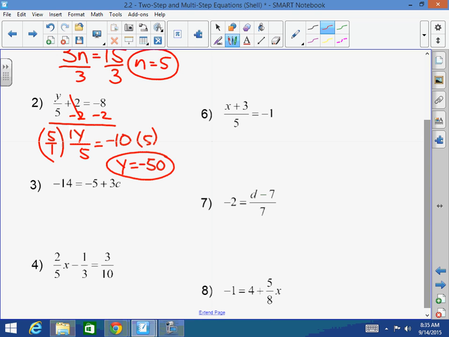See if you got the right answer. For number 3, I've got negative 14 equals negative 5 plus 3c. I'm going to add 5 to both sides, and I've got negative 9 equals 3c. 3 is being multiplied to the c, so I'm going to divide both sides by 3, and c will equal negative 3.